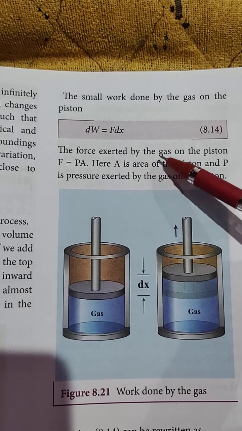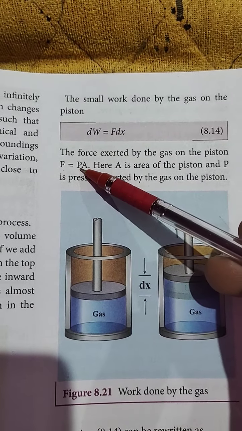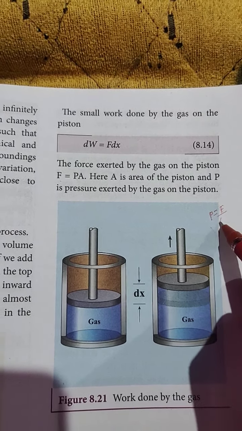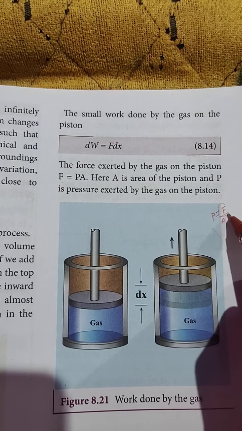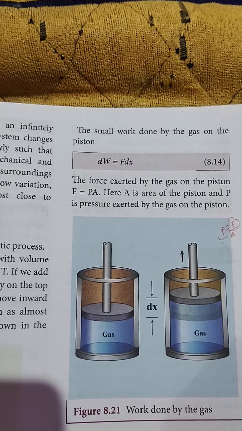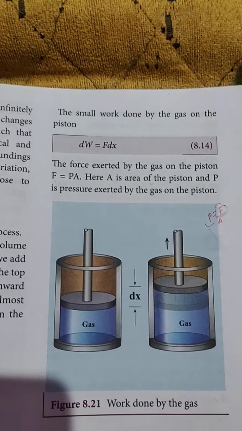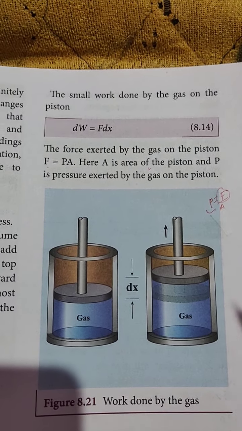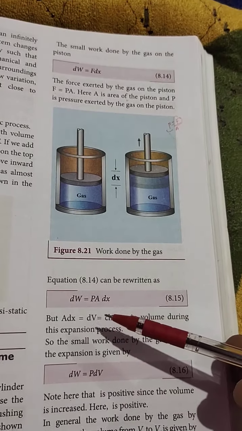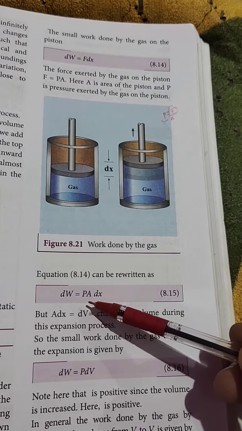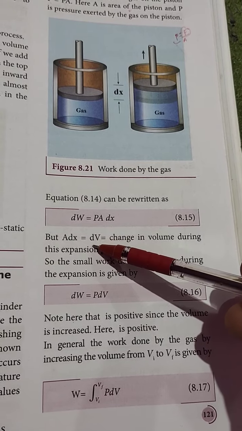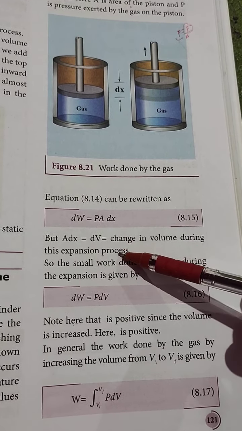The force exerted by the gas on the piston is F equal to PA. The formula comes from pressure P equal to force per area. So we can write the piston force F equal to PA. Here A is the area of the piston and P is the pressure exerted by the gas on the piston. So work done we can write as dW equal to F dx, which is P A dx, and A dx equals the change in volume during this expansion process.